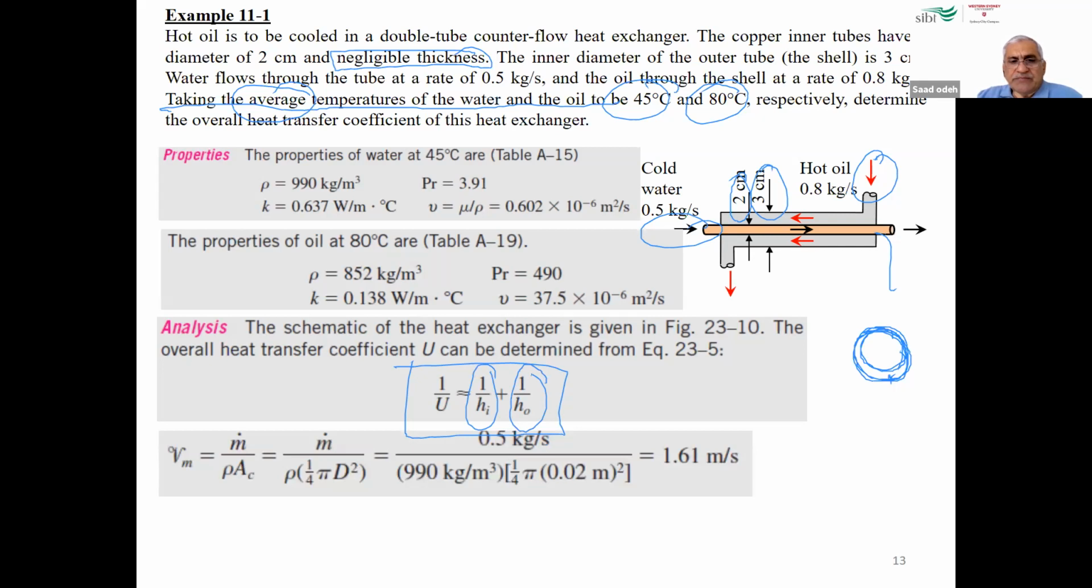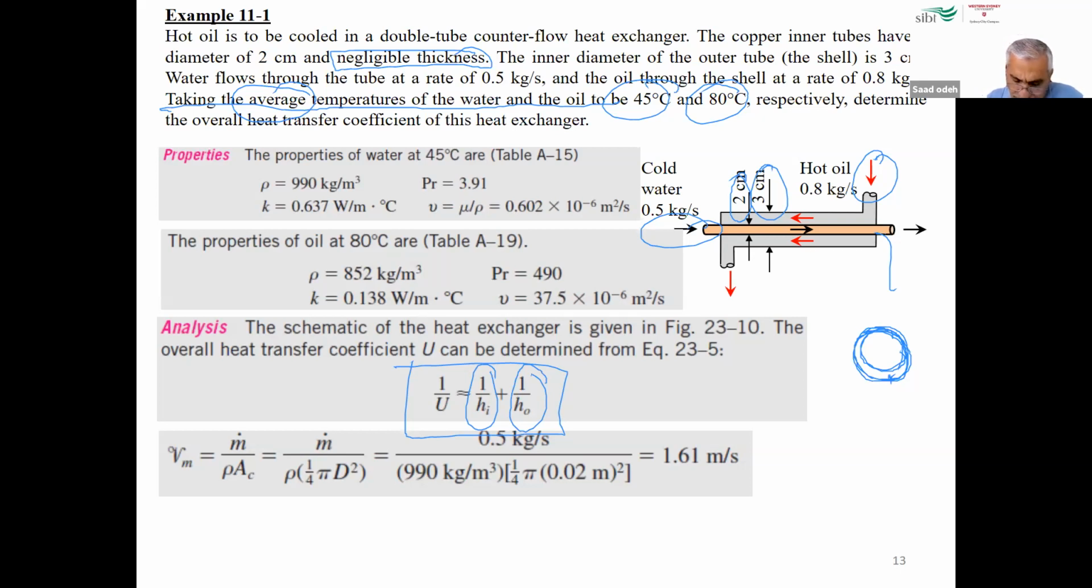Right. So now to find each one of them, the HI and HO, we need to find the Reynolds number, and then we need to find the Nusselt number. Based on the Reynolds number, we can find the Nusselt number. So we need to know first whether the flow is turbulent or laminar on each side, and then based on the type of flow, we can go to the right equation for the Nusselt number and find it. Then from the Nusselt number, we can find the heat transfer coefficient H.